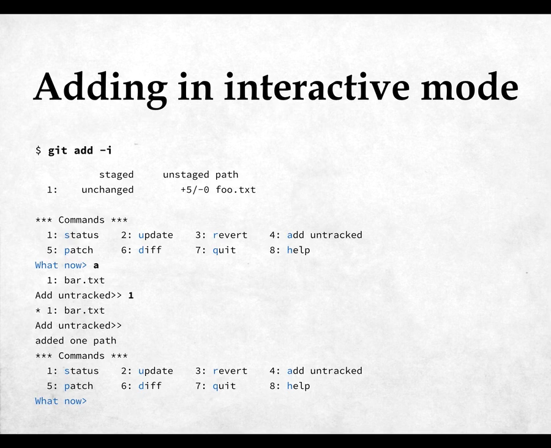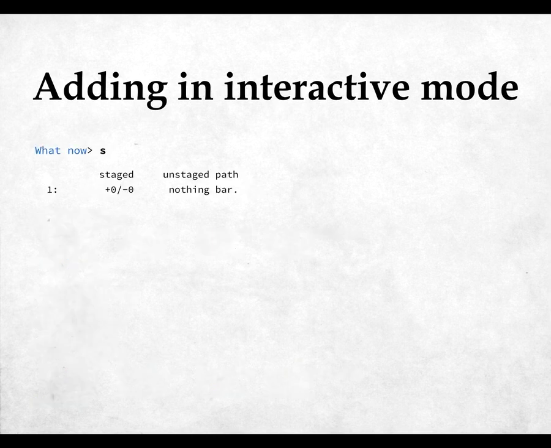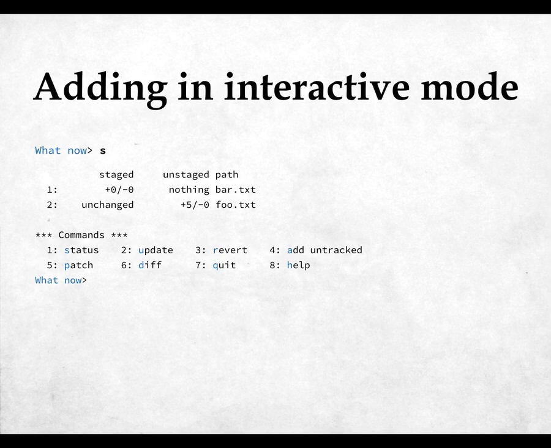We could have just said update, which would have taken a whole file update. Status first. So we did a status that says, right, we've now got, you can see these two columns, staged and unstaged. So the new file we added, bar.txt, there's nothing unstaged, and there's a change in the staged section. The other file we haven't touched yet, so it's nothing staged and 5 new lines unstaged.